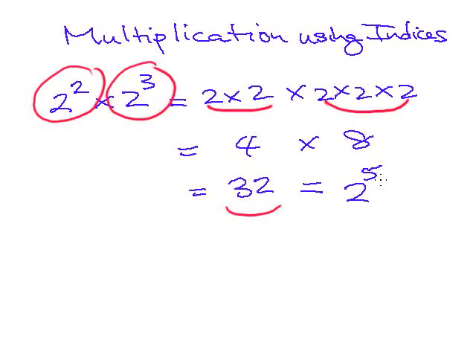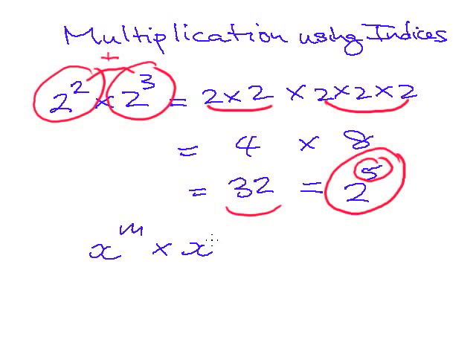Now, how is this related to our first two numbers? Well, you can see here that 5 is the same as adding 2 to 3. So we're just adding those two numbers. That gives us our multiplication law for indices, and we can express that in an algebraic way. We use x to the m to indicate the first variable, the first number, then we times x to the n, and that gives us a final value of x to the m plus n.